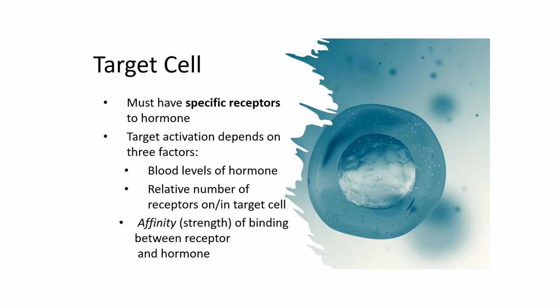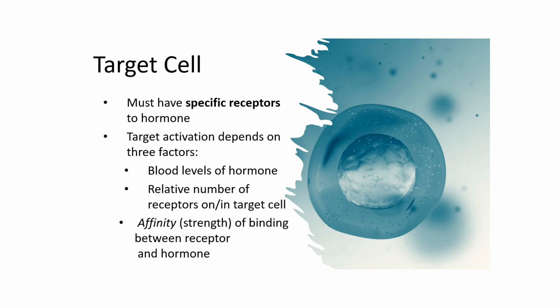The target cell must have receptors that are specific to the hormone. If the hormone cannot bind to the receptor, then it cannot activate the enzymes or proteins that it is designed to activate. Target activation is going to depend on the blood levels of the hormone, the concentration. The higher the amount of hormone within the blood, the easier we are going to have activation of that hormone. It also depends on the relative number of receptors on or inside the cell.